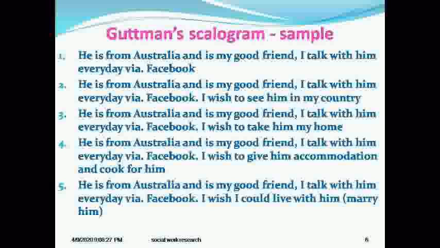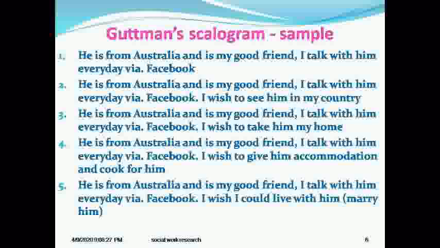The first statement is, he is from Australia and he is my good friend. I talk with him every day via Facebook. So this is a statement which shows the social distance between 2 friends. One is in India, the other one is in Australia. Let us check the second statement. He is from Australia. He is my good friend. I talk with him every day. I wish to see him in my country. Now see, the second statement shows less distance. The person wants to see him in India.